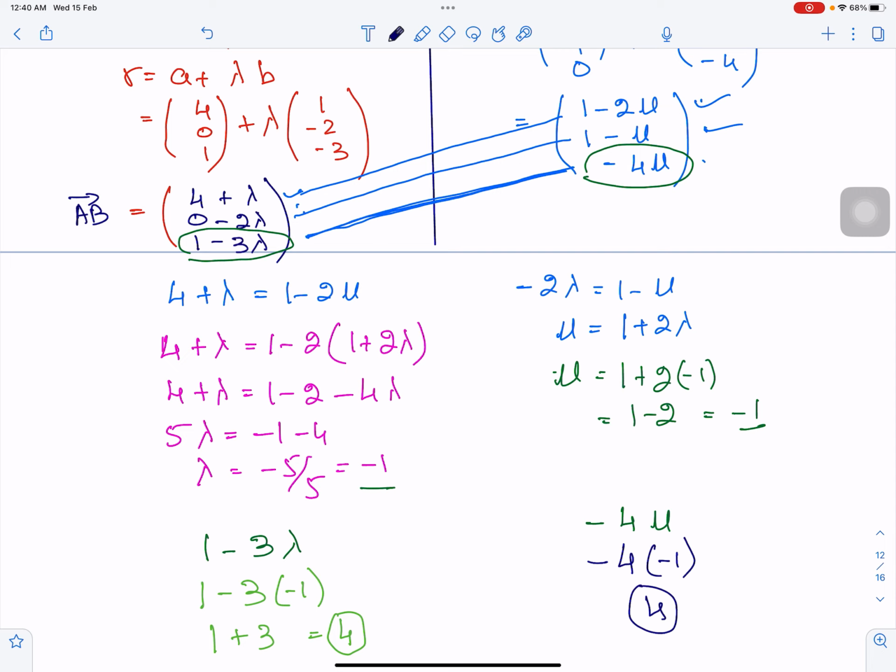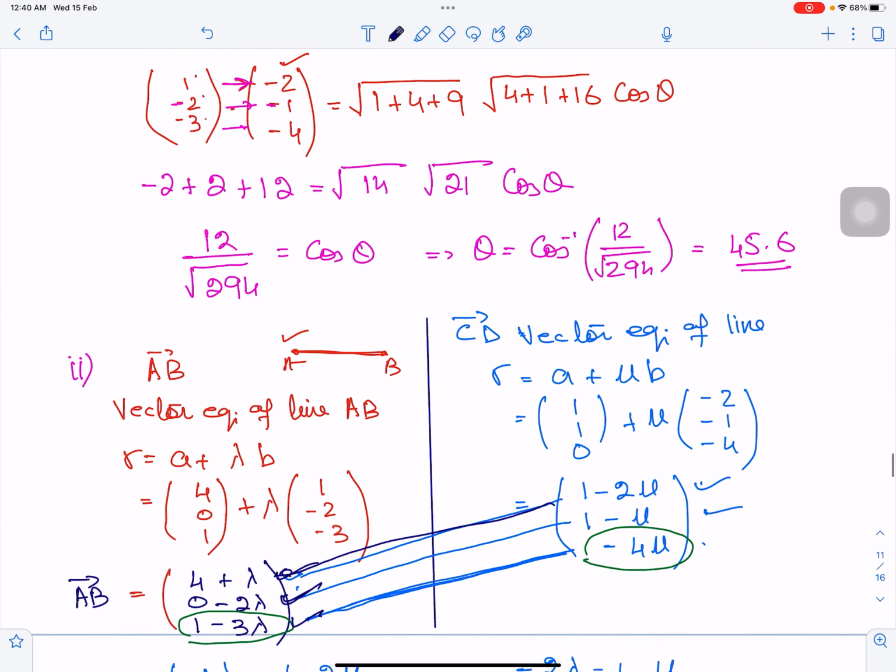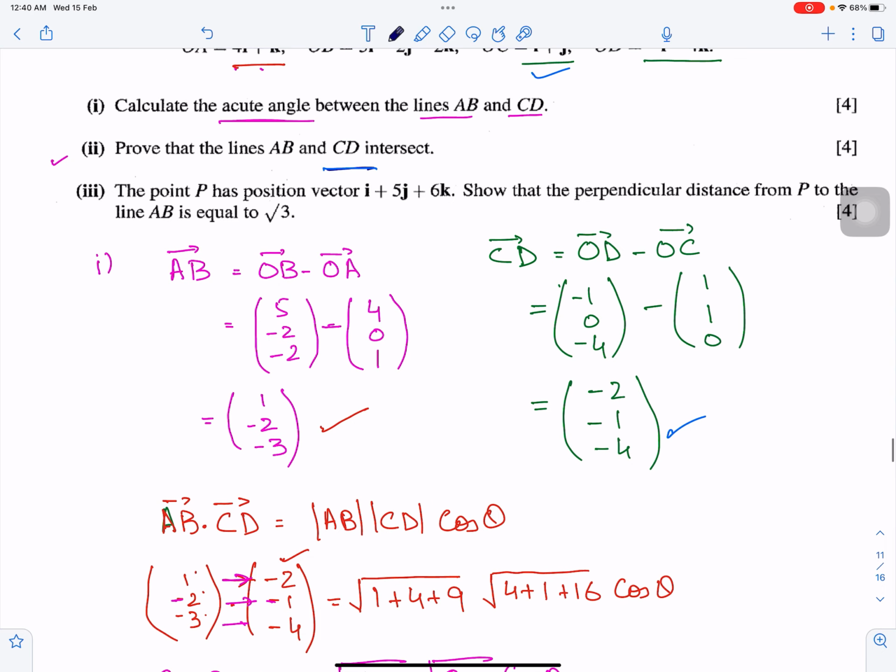So this is how you prove. You can select any two. I selected the first two and substituted in the third one. If you are solving, suppose, second and third simultaneously, then you will put the values in the first one to check if the answer is same or not. So let's do the last part.